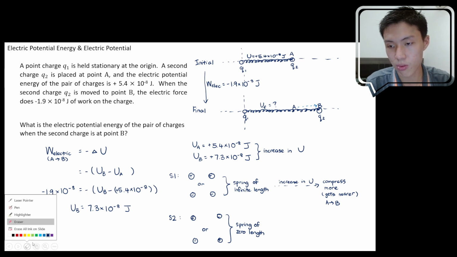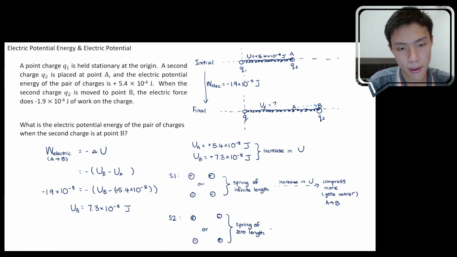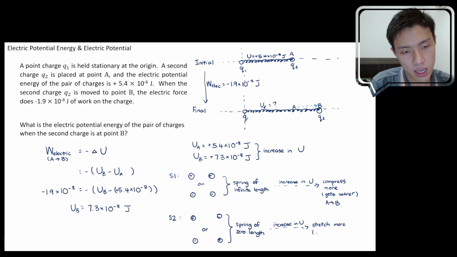Okay, so for this spring of zero length, initially, if you want to increase the electric potential energy, what should you do? You should stretch more. So you can say the process of going from A to B will make Q1 and Q2 get further apart.